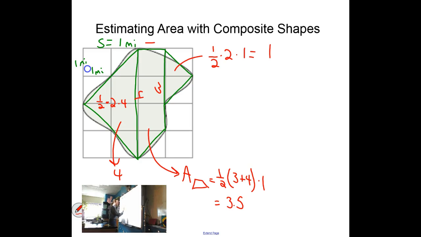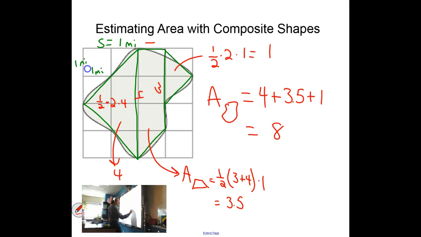So when I add the 3 figures together, I get the area of the polygon, the whole thing, is equal to 4 plus 3.5 plus 1, and that's equal to 8.5 units squared. Now, what's important here is to go back and say, wait a minute, how big is each unit? Well, each square is 1 mile by 1 mile, or 1 square mile, which means this is really 8.5 square miles.